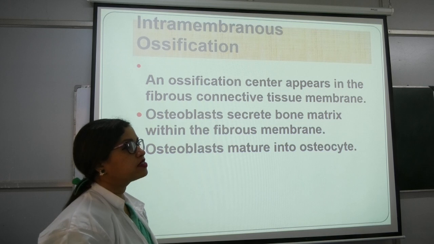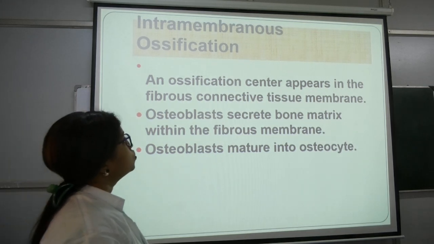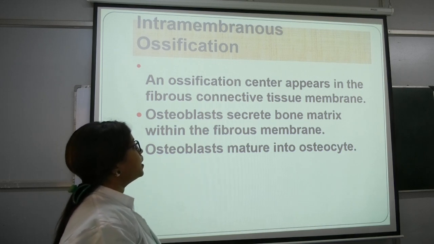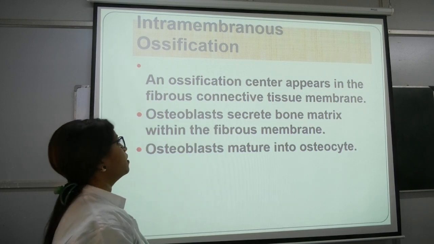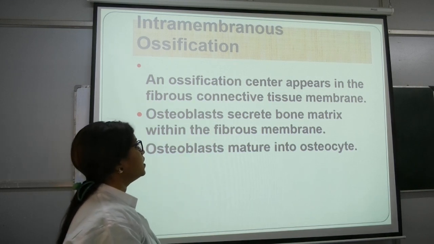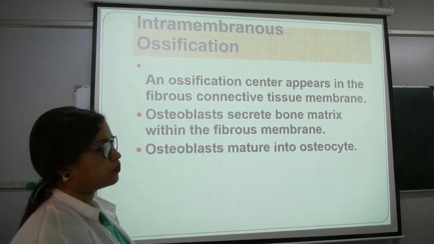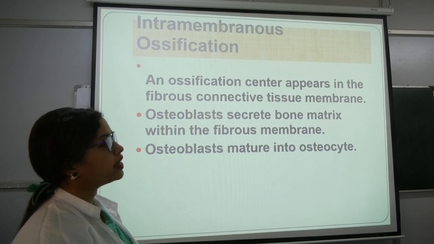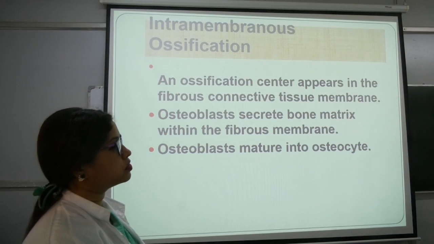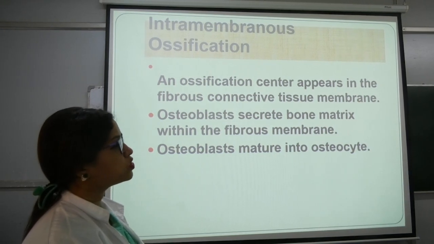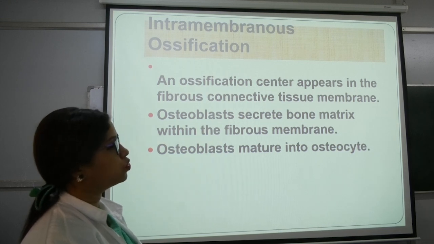Okay, now in detail, what is intramembranous ossification? The ossification center appears in the fibrous connective tissue membrane. Number 1. Then osteoblasts secrete the bone matrix within the fibrous membrane. So here also you are getting the osteoblast, which will secrete the bone matrix. Because there is no cartilage, how is it occurring? All is done by the osteoblast.